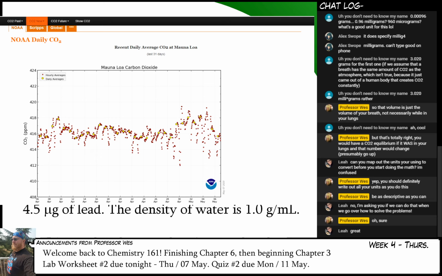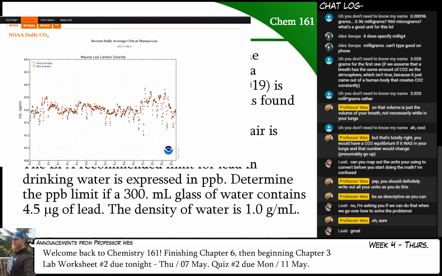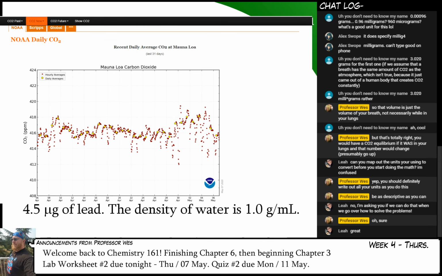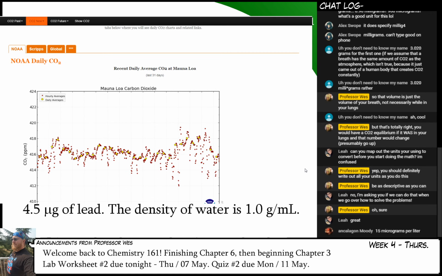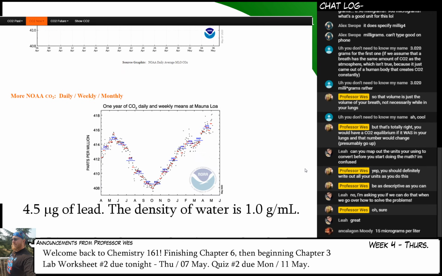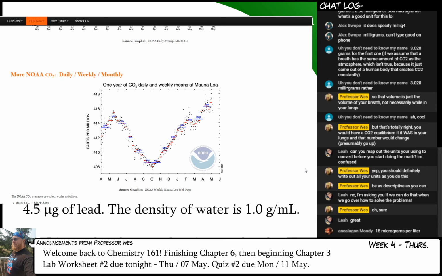Oops. I muted myself before I wanted to talk about this. So this on the screen here, which is covering the problem right now, is the current graph of CO2 in the atmosphere. You are here at this end, which is about 416 or 417. This is daily CO2. Here it is monthly over the last year.